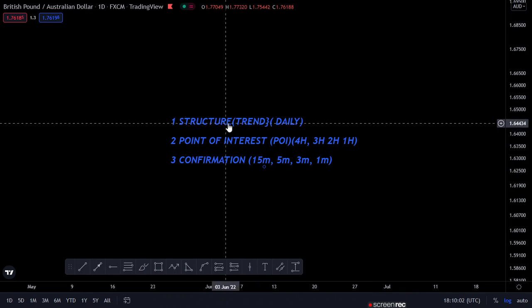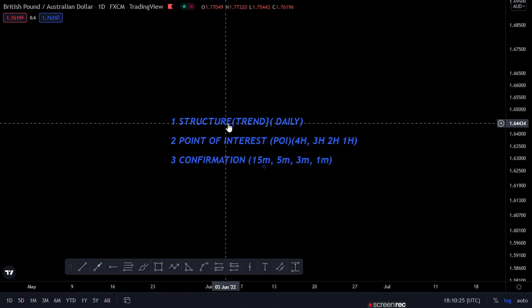I determine my main structure from the daily time frame because as a swing trader, I think the daily structure is going to give me the overall picture of the market. If the daily structure is not all that clear, I can go up to either the monthly or the weekly time frame to know the overall structure of the market.